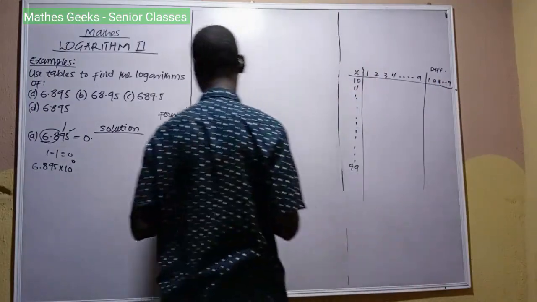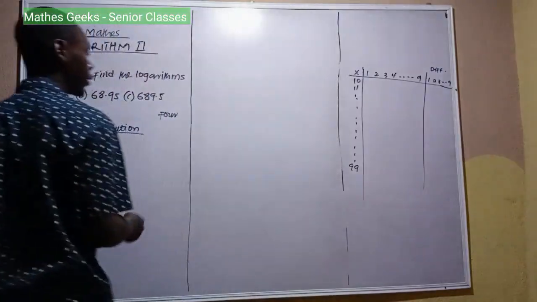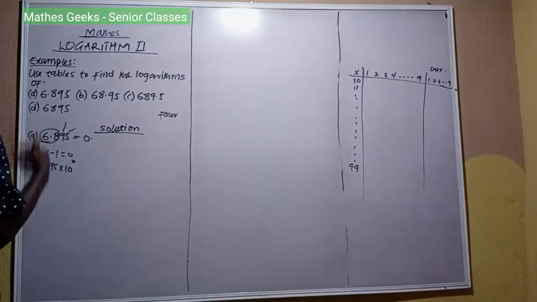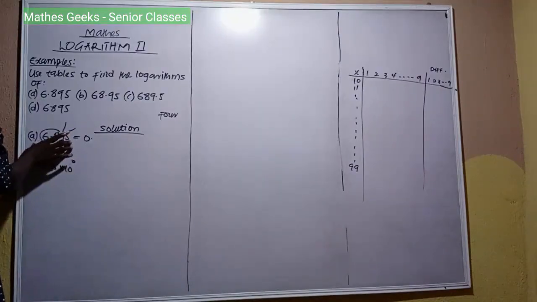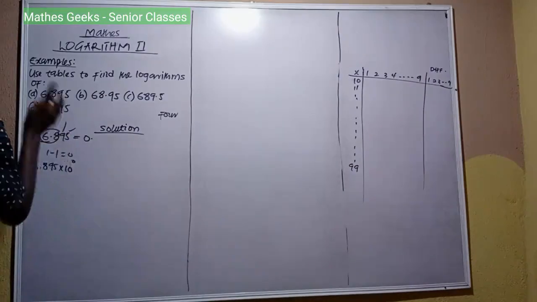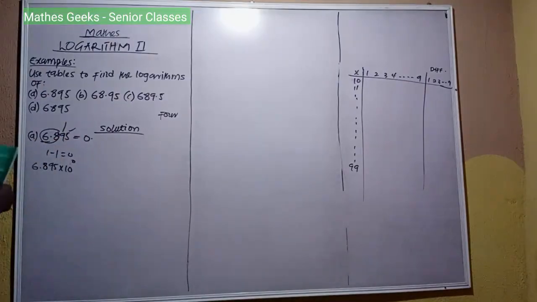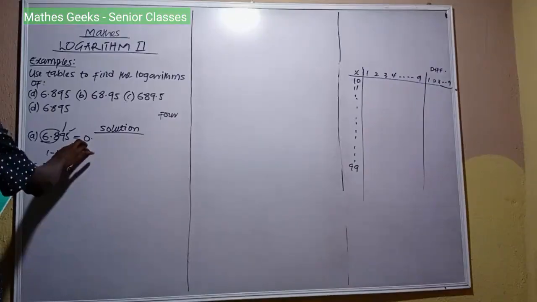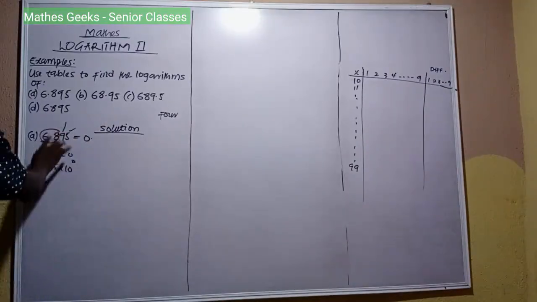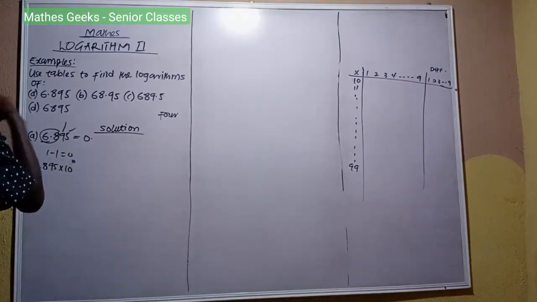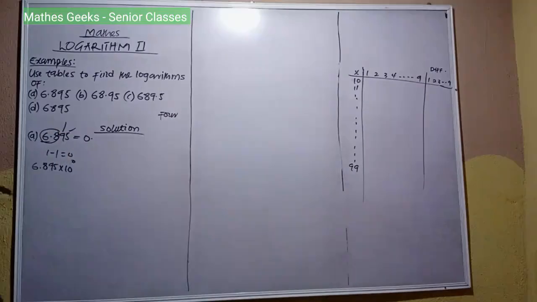So what you do is that when you want to get the logarithm of a number, in this case you want to get the logarithm of 6.895. The first thing is to determine the characteristic, which is 0 point. Then from the 4-figure table you get the value of the mantissa. When you get the mantissa part, you join it to your characteristic, and that becomes the logarithm of that number. So now we've gotten the characteristic. The next thing is to get the mantissa of this number.